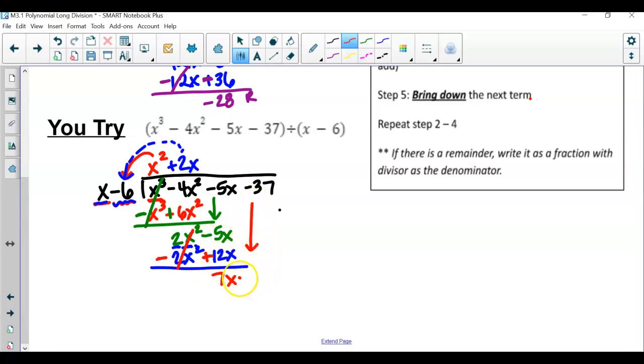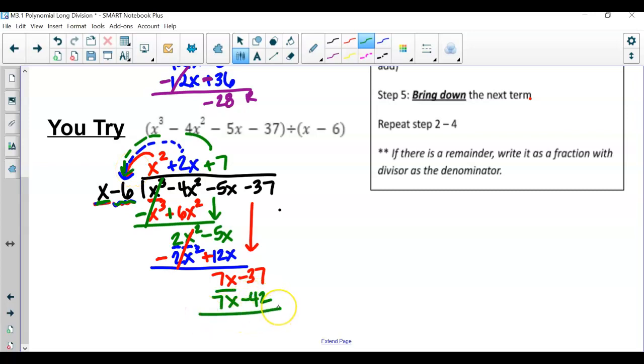Bring down negative 37. Last time, here we go. X going into only 7x. Well, that's just 7 because I already have my 1x that I need here. So when I multiply, you do get 7x, but don't forget to multiply to the negative 6. So 7 times negative 6 is negative 42.